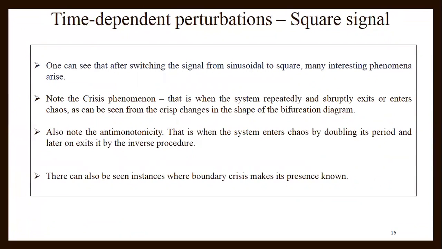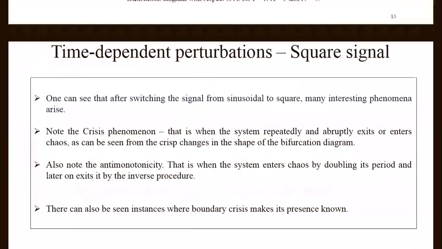One can note the crisis phenomenon. That is when the system repeatedly and abruptly exits or enters chaos, as can be seen from the crisp changes in the shape of the bifurcation diagram. Also note, of course, the anti-monotonicity again. This is when the system enters chaos by doubling its period and later on exits it by the inverse procedure. And also there can be some instances where boundary crisis makes its presence known.